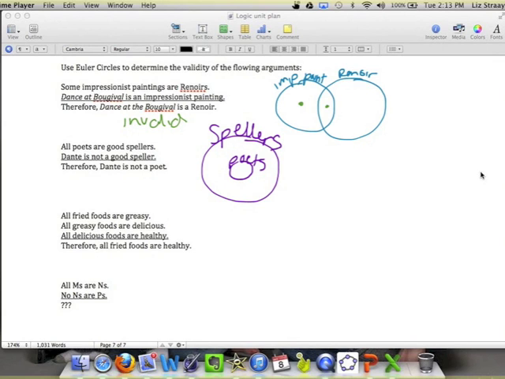Okay? The all is on the poets, so they need to be completely contained within the spellers. Whatever has a modifier all needs to be completely contained within. So all of our poets are completely contained within the group of good spellers. Dante is not a good speller. So where's Dante going to go in our picture? Outside of the speller's circle. Therefore, Dante is not a poet. True. That's valid. There's no way he can end up inside of that poet circle since he's not inside of the speller circle.